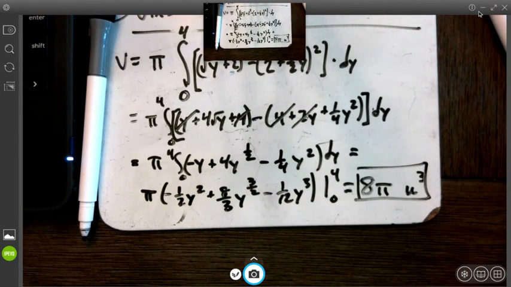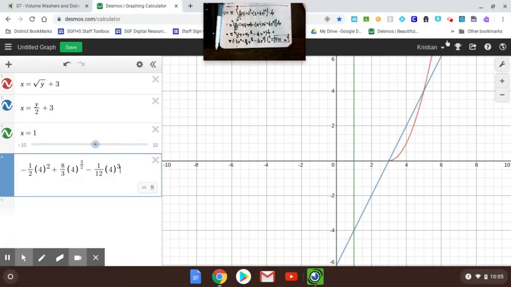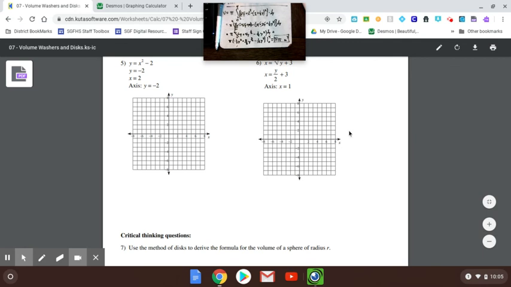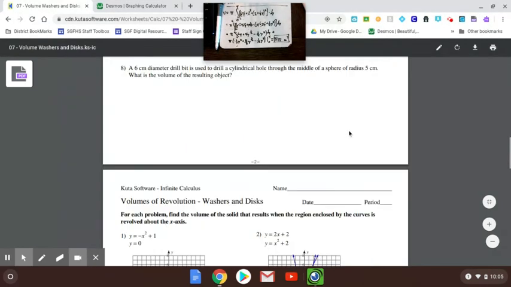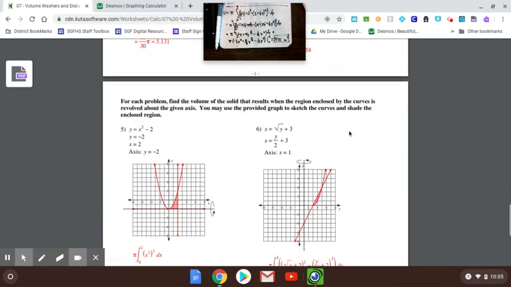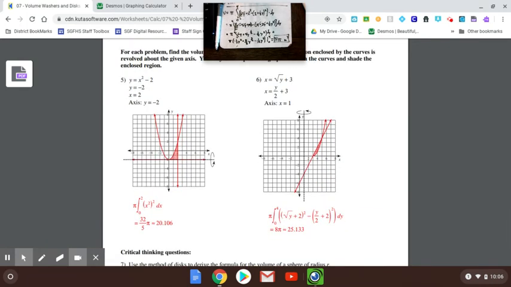Now we'll check to see if that actually is right. What is it called? Kuta? Kuta number 6. Go slow. And let's see, did we get 8 pi? 8 pi! Yay! Right there.